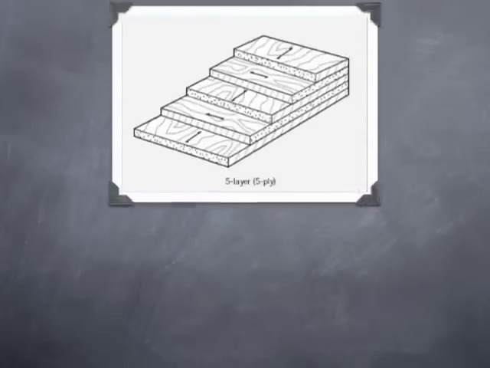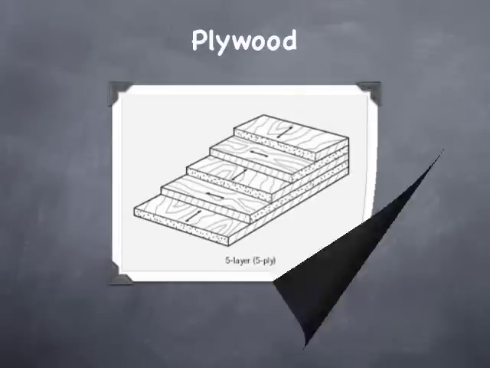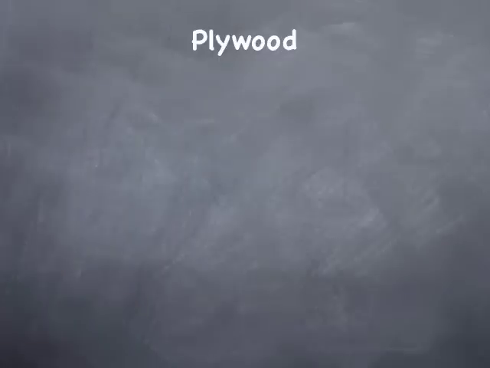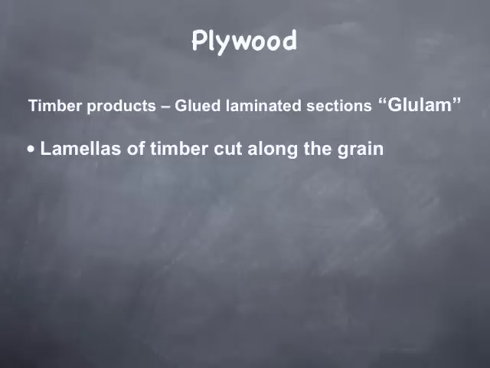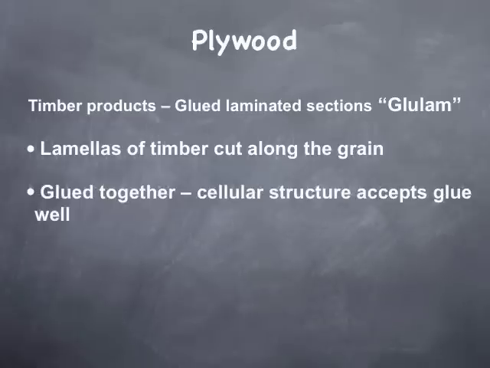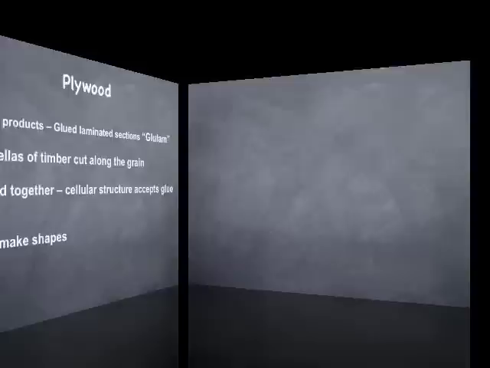Plywood is one of the most commonly used types, and as we can see, it's like different layers of wood in different directions that are put together, and it gives quite a strong product at the end. We also get glued laminated sections, and we can make different shapes, and also the material can be quite strong.